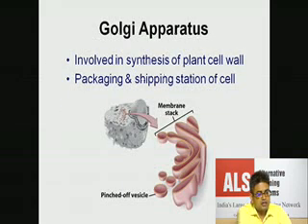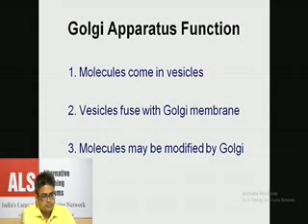Golgi apparatus is involved in packaging of the substances manufactured in the cell, normally by the endoplasmic reticulum. So it's a processing and packaging center. Okay, so Golgi apparatus helps in forming vesicles. Vesicles are fused with the Golgi membrane, and the molecules may be modified by the Golgi apparatus.